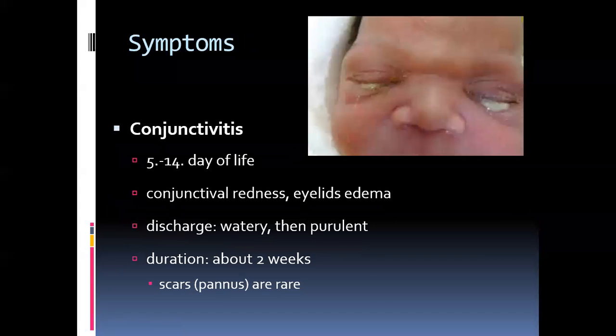These are the symptoms that can be caused by Chlamydia. They have conjunctivitis, occurring at 5 to 14 days of life. Most probably there is redness, watering, and eyelid swelling. Most probably there is watery discharge, and sometimes it can become purulent.